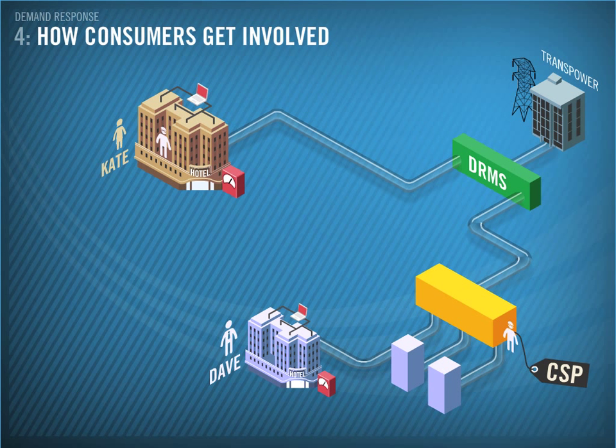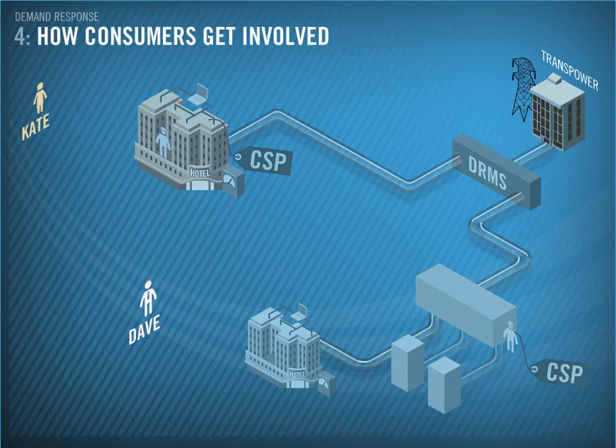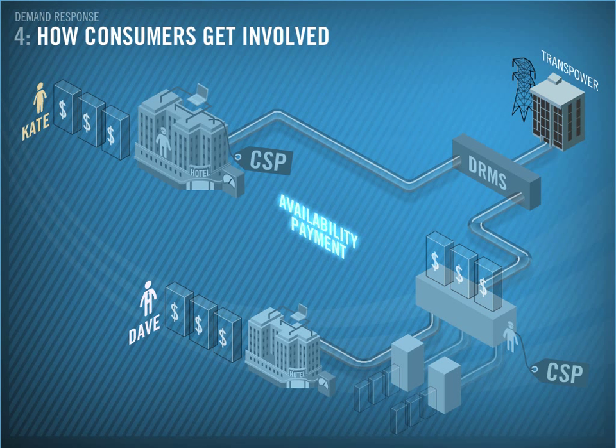So what are the financial outcomes for Kate and Dave? First of all, let's look at the availability payment. Kate receives the full payment, as she's a CSP in her own right. For Dave, his CSP manages the availability payments for the consumers it represents and takes a management fee to cover its costs and risks. His CSP passes a proportion of the payment it receives to Dave and the other consumers it represents. Although he doesn't receive the full payment, Dave is happy with this outcome.